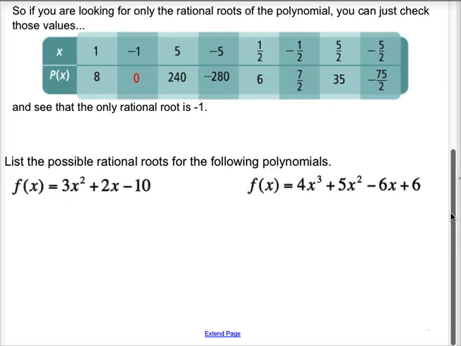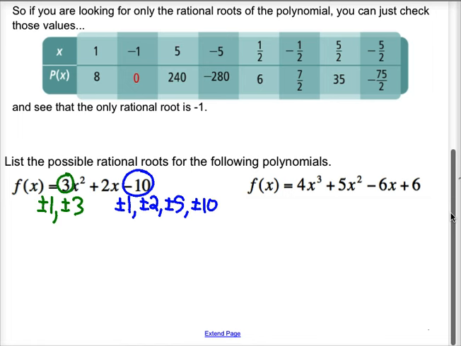Okay, so I want to take a look at these now. I'm going to start to find the possible rational roots. I'm going to take that 3. So the factors are plus or minus 1, plus or minus 3. And then the factors of negative 10, which are going to be 1, 2, 5, and 10.